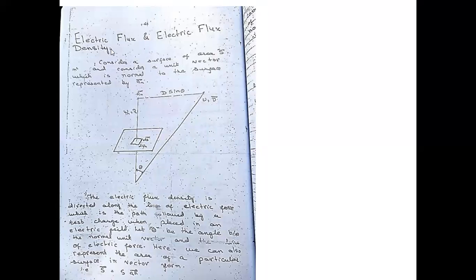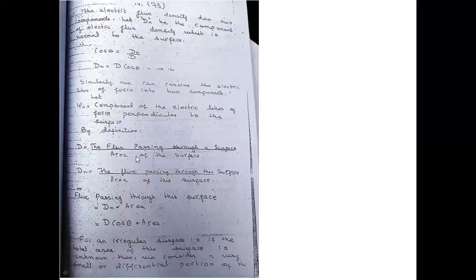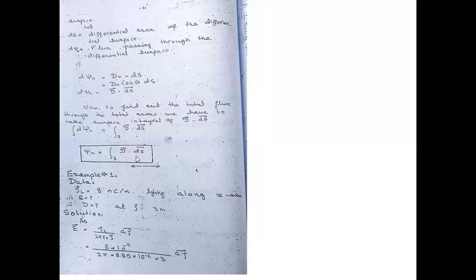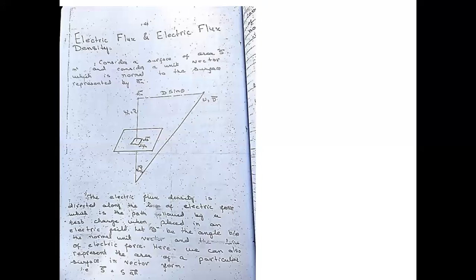Okay, now we have to find the D value, or the flux value. We have to prove that psi_n is equal to D dot dS. This is actually the Q, the position of the Q charge, and this is the surface S, and we have taken the small surface dS, and the lines are passing through that surface.